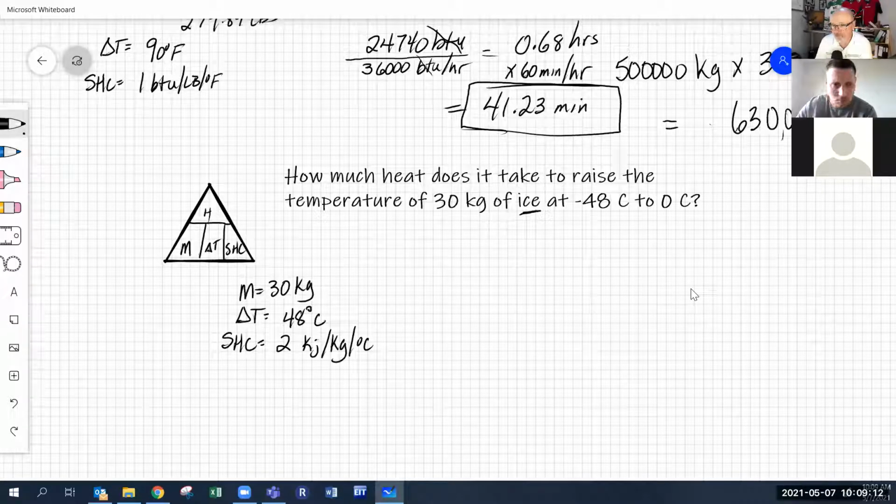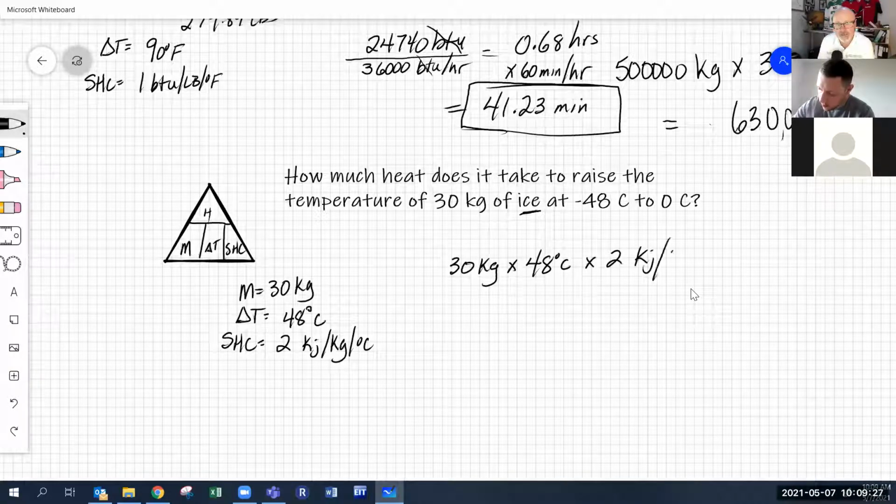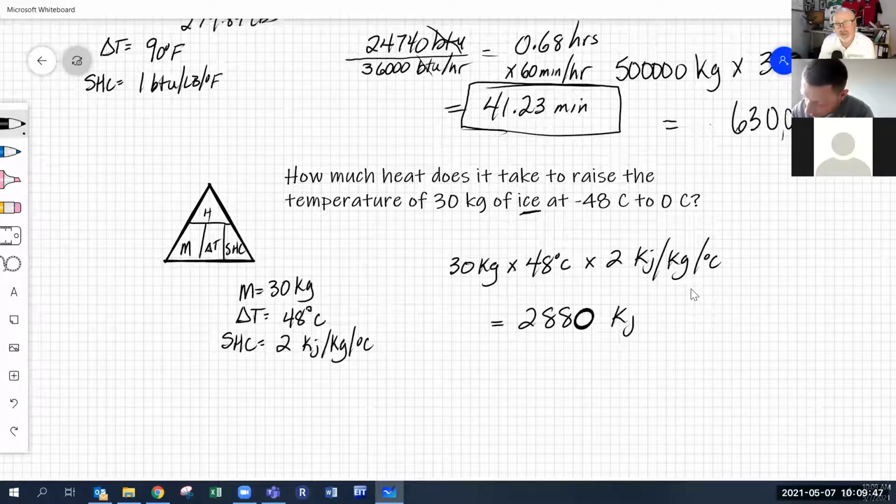If you go back to that table. And now I will put my variables in my equation: 30 kilograms multiplied by 48 degrees C multiplied by 2 kilojoules per kilogram per degree Celsius. It takes 2,880 kilojoules.